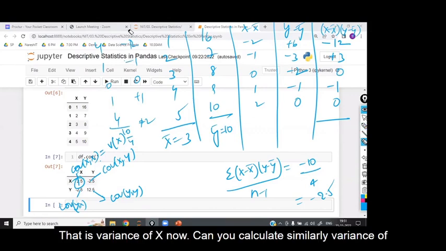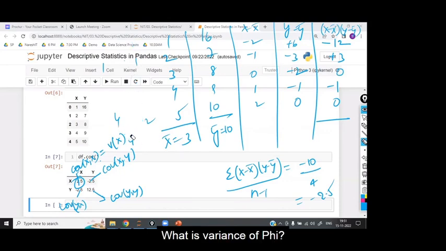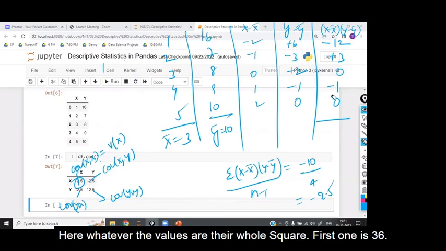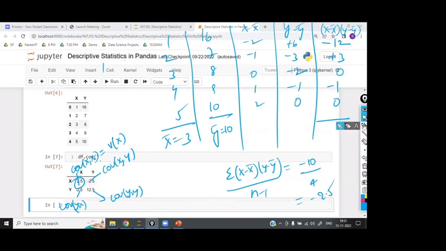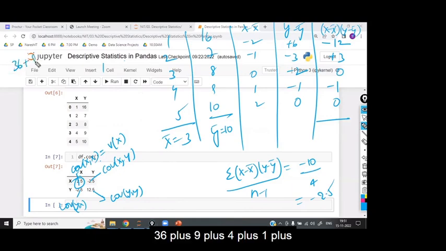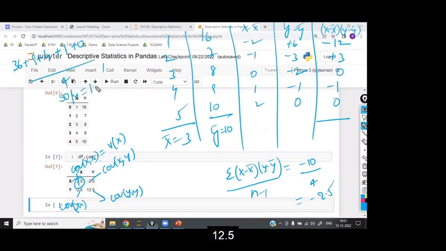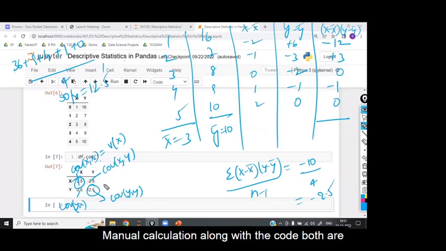Now can you calculate similarly variance of y? What is variance of y? Here, whatever the values are there, whole square. First one is 36. 36 plus 9 plus 4 plus 1 plus 0. That is 45, 49, 50. 50 by 4 is nothing but 12.5. So this is nothing but 12.5. Is that clear? Manual calculation along with the code, both are okay?